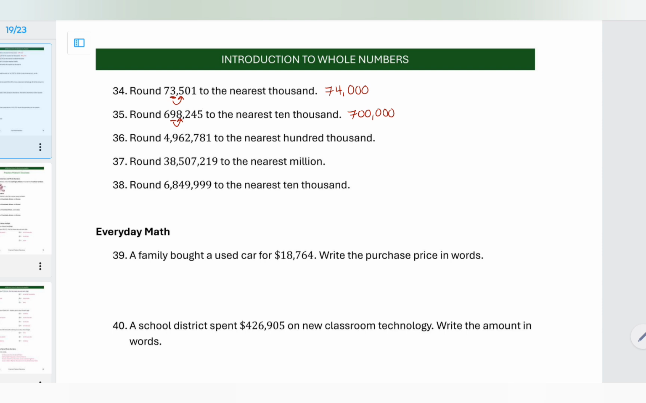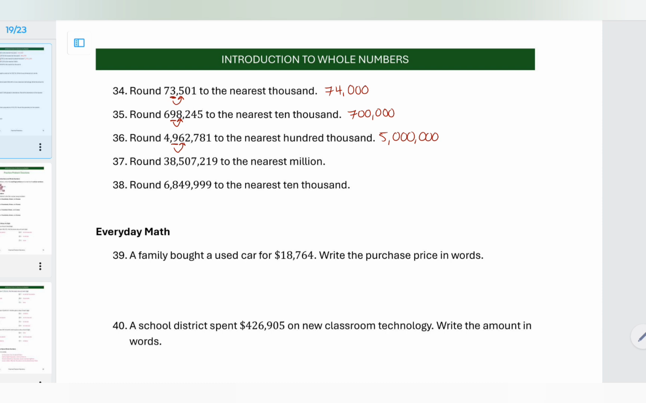Round 4,962,781 to the nearest 100,000. 9 is in the 100,000 place. The number to its right is a 6. So same as before, that 6 is going to tell that 9 to increase by 1, which means it's going to increase to a 10, but we can't put a 10 there, which means it's going to bump over one more place. And we are going to have a 5 followed by all zeros for 5 million.